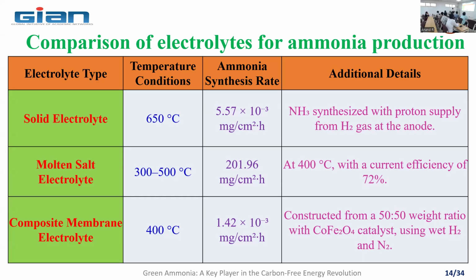Okay, so for ammonia synthesis rate, we will talk about the solid electrolyte: how much per centimeter square of electrolyte you are going to use. You can see that the molten salt electrolytes are better than these two, the solid electrolyte and the membrane type electrolyte. An additional detail is the ammonia synthesis with the proton supply from hydrogen gas. So in that method, we need to use hydrogen for producing the ammonia, not water. Then with the molten salt electrolyte at 400 degrees, we are able to get a conversion efficiency of 72%.